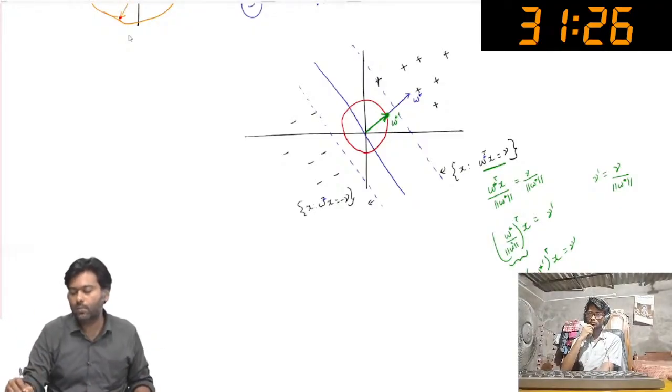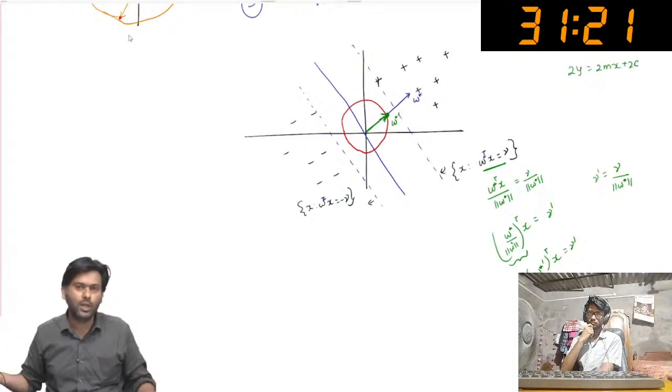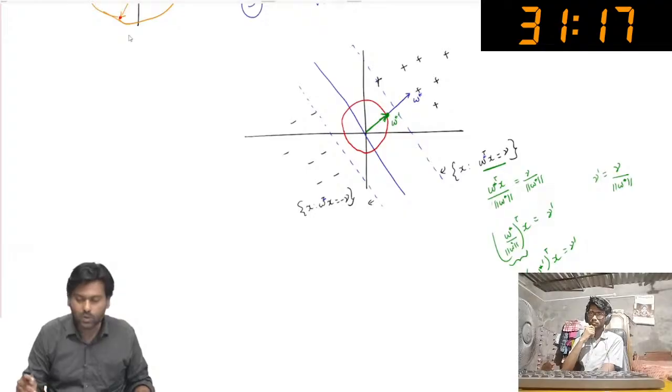It is like saying that if y equals mx plus c is my original line, then so is 2y equals 2mx plus 2c, right? So I can multiply 2 on both sides. That doesn't change my line. It's still the same y equals mx plus c line, right? But now what I'm saying is that in this particular case, because I have divided by norm w star on both sides, the line is the same.